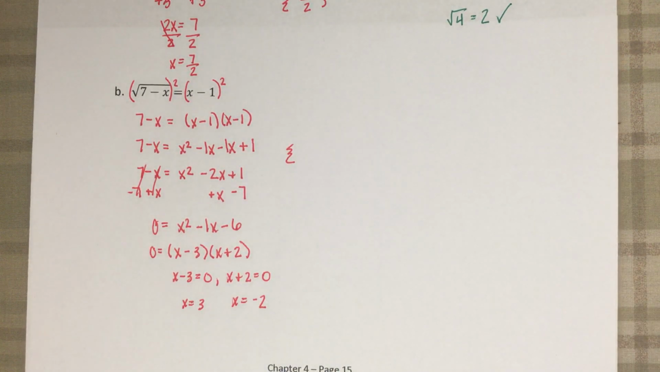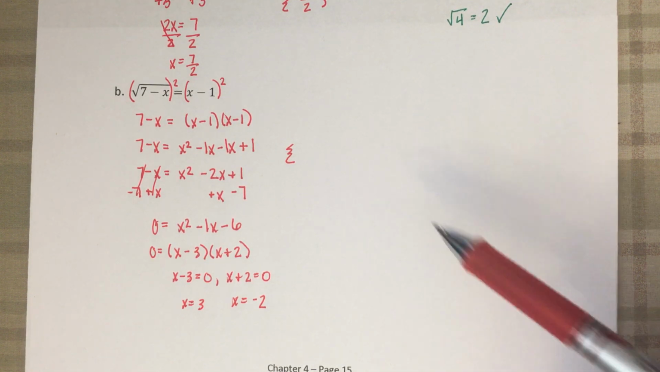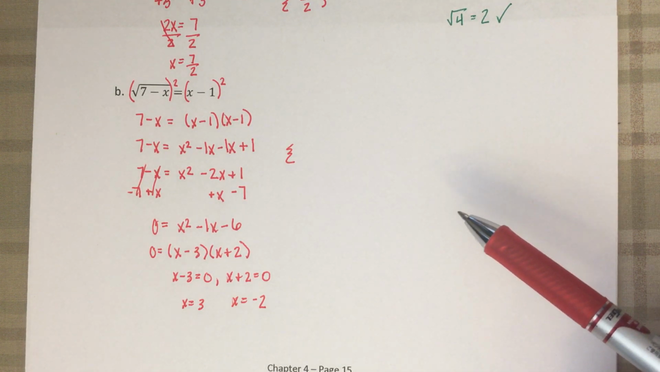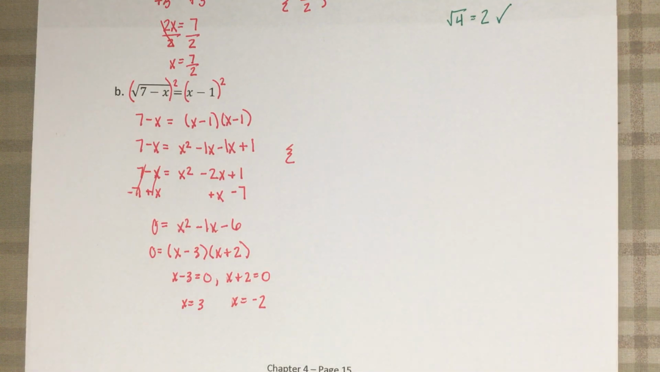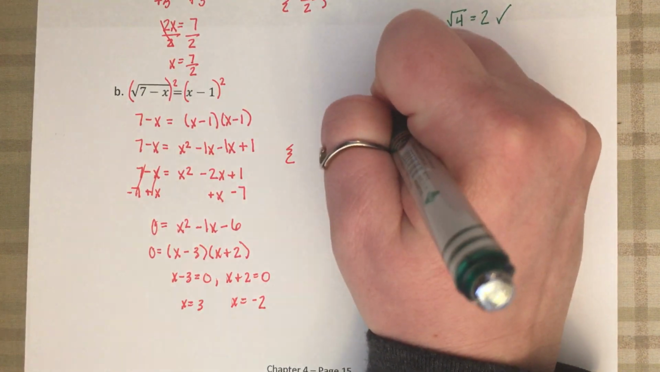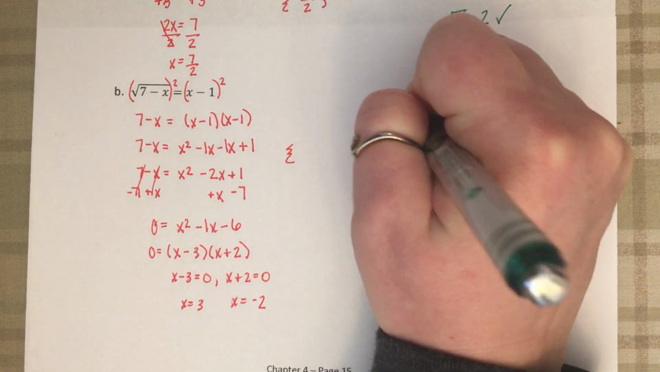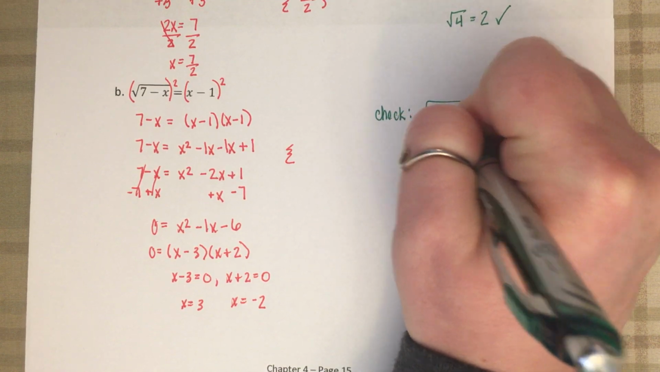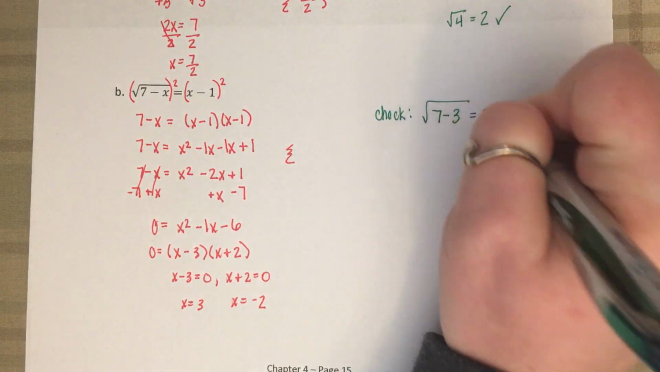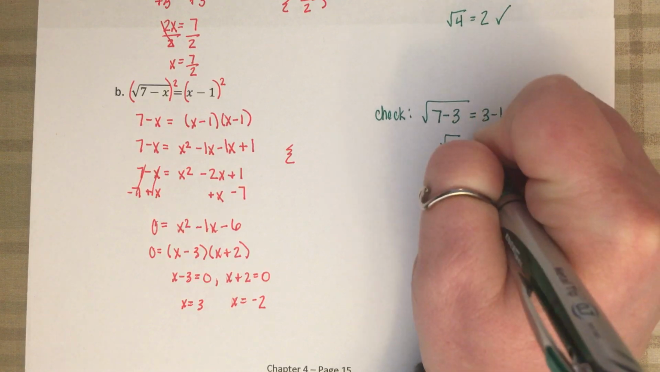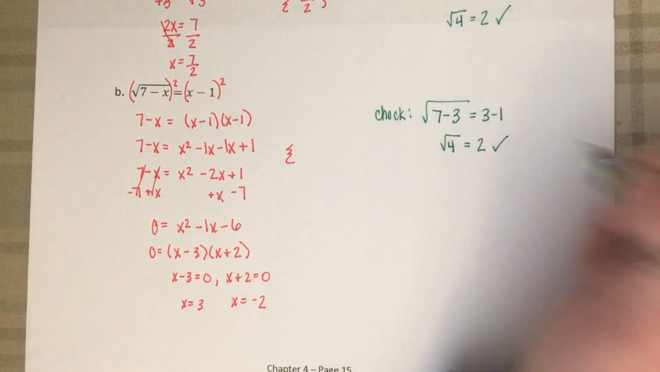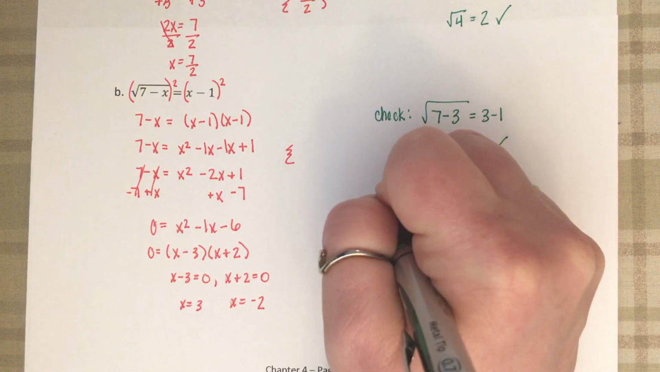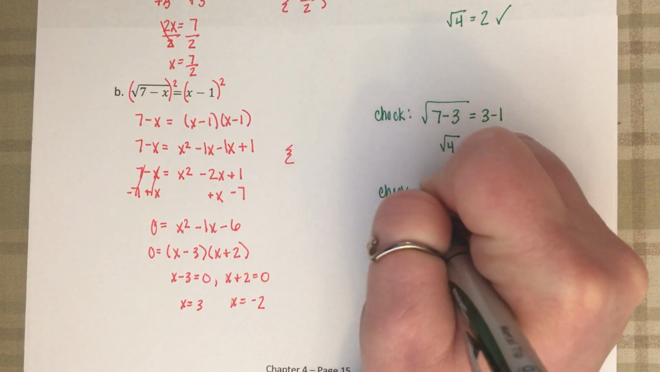All right, now both of these are real numbers, so potentially both of these could end up in our solution set. But before we do that, we're going to go through and check these, make sure that we don't get any unwanted negative numbers. So first we're going to plug in the 3. Square root of 7 minus 3 equals 3 minus 1. Square root of 4 equals 2. So our 3 works.